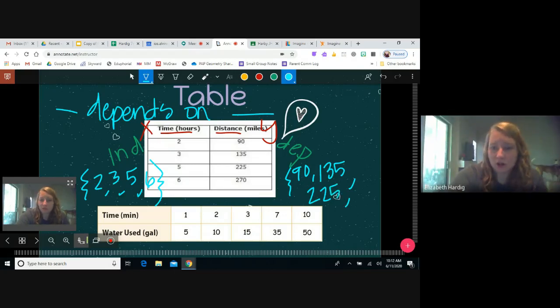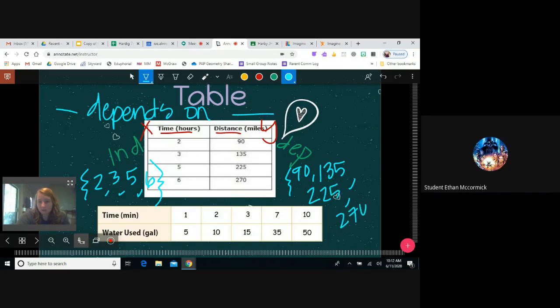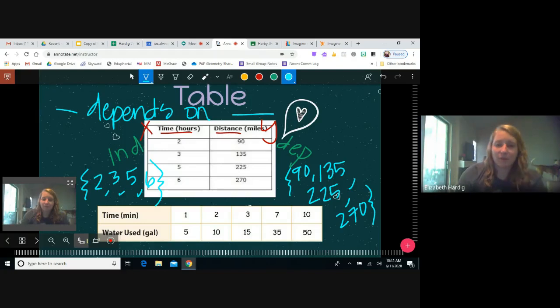Does it make sense where Charity's getting these numbers? Yes. Good. Okay. So now let's look at our bottom table. We have time and we have the water used. So what depends on what here?